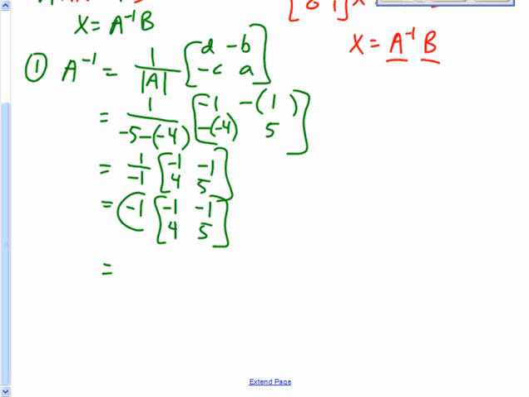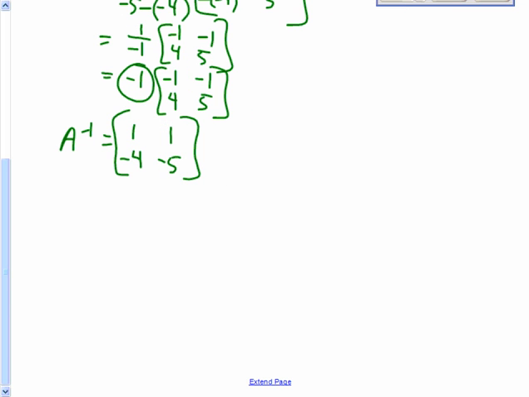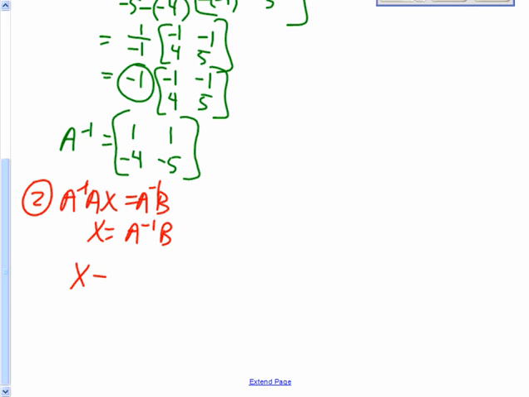Now we multiply the -1 through. Scalar multiplication here. 1, 1, -4, -5. So it just changes all those signs. Okay, there's our A inverse. So step 2, remember I was originally given this, and we ran the A inverse on it, right? So X is A inverse B. So matrix X is A inverse, which we just found, 1, 1, -4, -5, times matrix B.